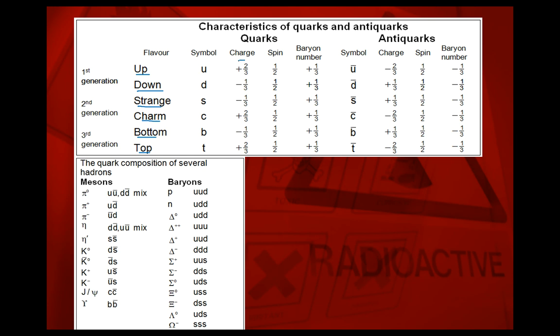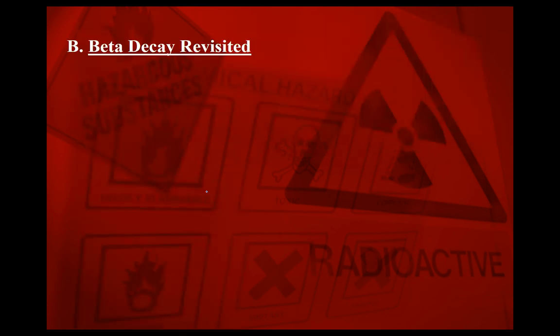Up quark, fractional charge of positive 2/3 the elementary charge, negative 1/3 the elementary charge for a down quark. They all have spin numbers of 1/2. Here are your anti-quark equivalents. And you have just a bunch of different quark configurations for your mesons. Your mesons are your hadrons with a quark and an anti-quark. Your baryons are your hadrons with 3 quarks and a spin of half integer.